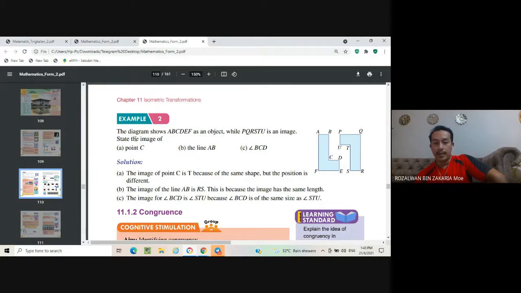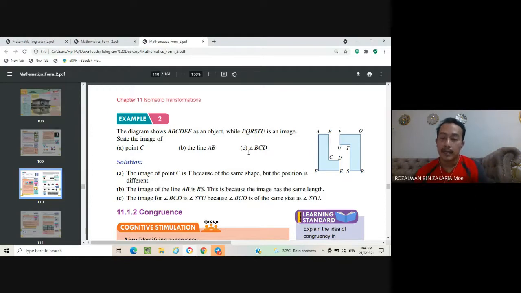Okay, question B, the line AB. So look at the line AB. The line AB is the object. So the image for the line AB is what? It is the line SR, or line RS. As you can see, you have to compare, because the image and the object have the same length. The length is not changing.